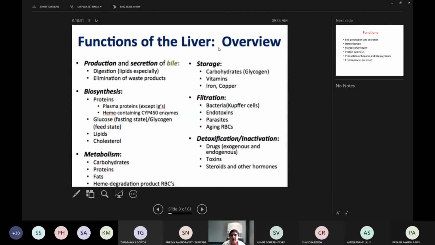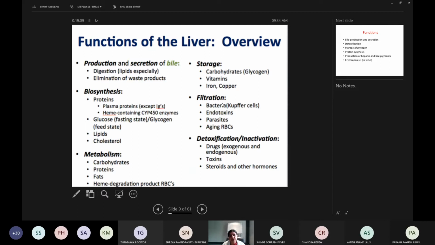Then after metabolism there is storage. Glycogen is stored, not glucose. Then many vitamins like vitamin B12 and K. Vitamin K is another important vitamin which is responsible for clotting. They are synthesized and stored in the hepatocytes, including iron and copper, wherein this iron is from the breakdown of heme in the reticuloendothelial system of the liver, and that is also stored and recirculated again for synthesis of hemoglobin.